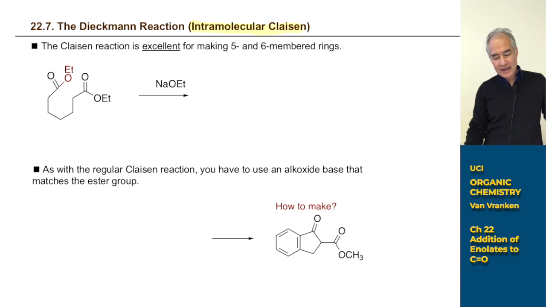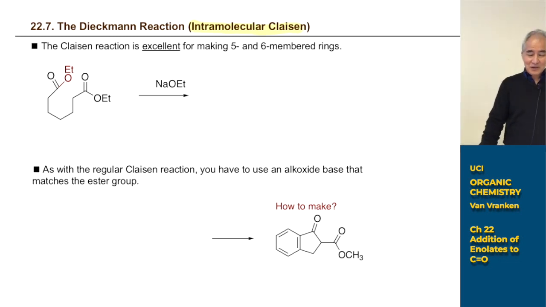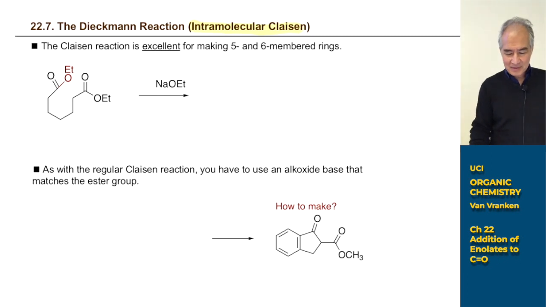Okay, so let's talk about the intramolecular Claisen, which some other person put their name on. I don't know why they don't just call it an intramolecular Claisen, but this is called the Dieckmann reaction. I guess because it's more useful. Dieckmann realized, wow, you actually get good yields if you're doing this intramolecularly to make 5- and 6-membered rings.